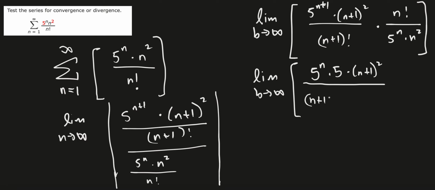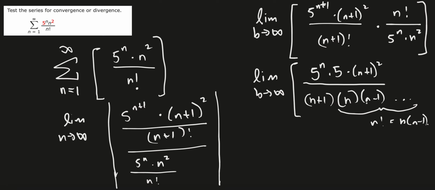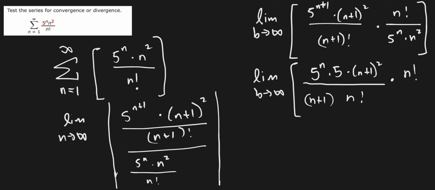This is n plus 1 factorial, which is equal to n plus 1 times n times n minus 1, etc. So let's write that out. N plus 1 times n times n minus 1, ... But this business here is essentially n factorial. Think about that. Because n factorial is n times n minus 1, ... which is what we have here. So that's why this is n factorial. Let's rewrite that as n factorial. N factorial multiplied by n factorial divided by 5 raised to the n times n squared.